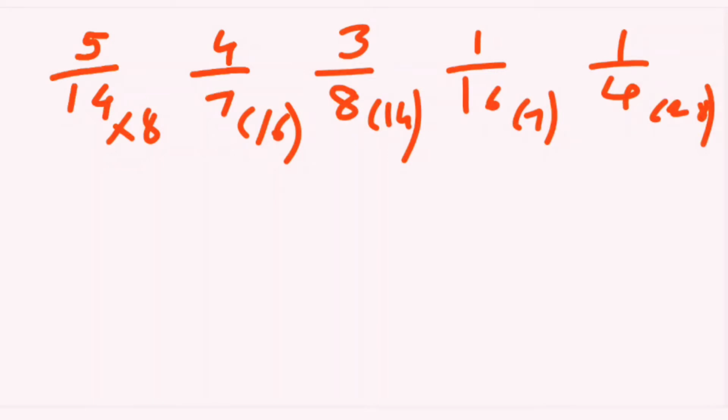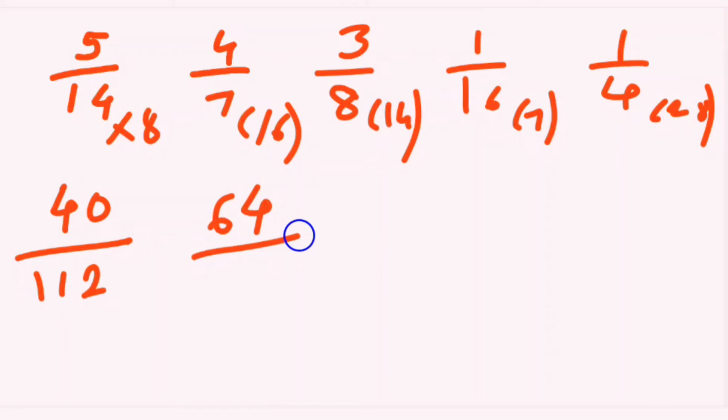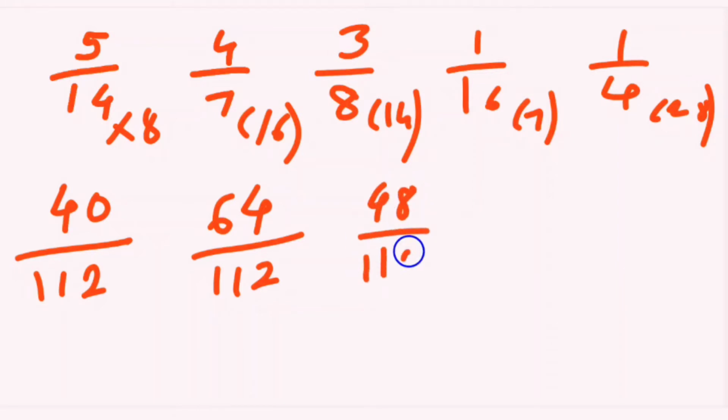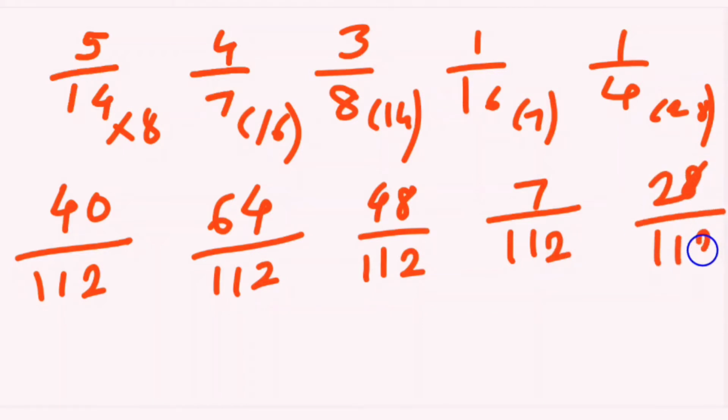So 5 into 8, 40 and denominator is 112. Then 4 into 16 is 64. Denominator is 112. 3 into 16 is 48. Denominator 112. 1 into 7, 7 and denominator is 112. 4 into 1 into 28, 28. Denominator is 112. Ascending order means small to big.